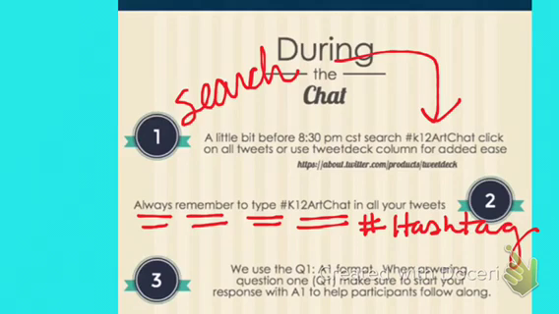Then the next thing to do is, when you're doing the chat, you always have to have the hashtag. So in every response that you have, you need to make sure that you're including the hashtag so that everyone can see it and follow along. So if you're in K12 Art Chat, always make sure that every time you tweet out that you're including that hashtag. That's also important for the Storify at the end. So when the chat is archived, your tweets will be included in that.